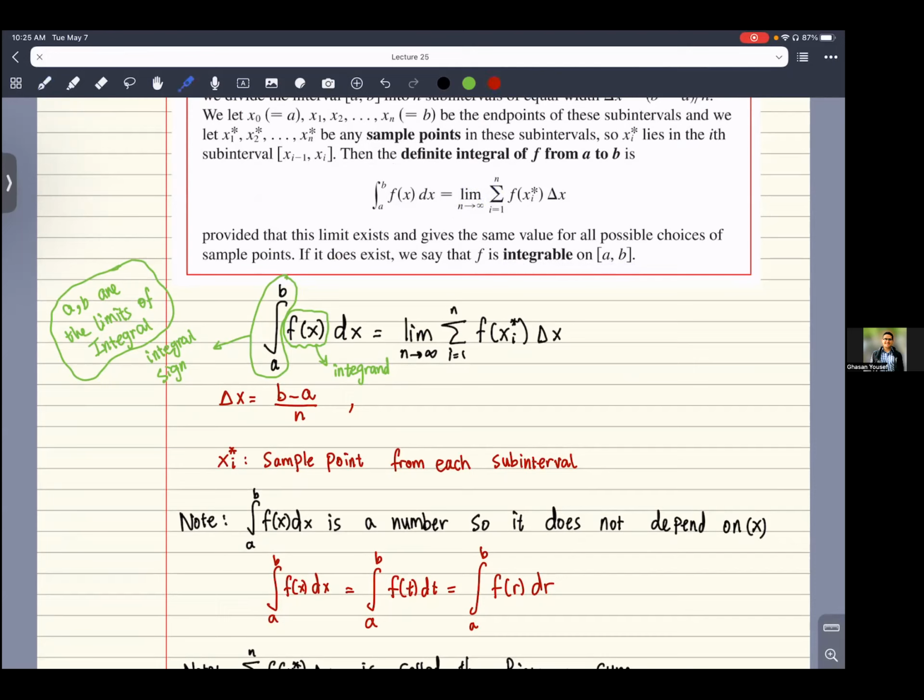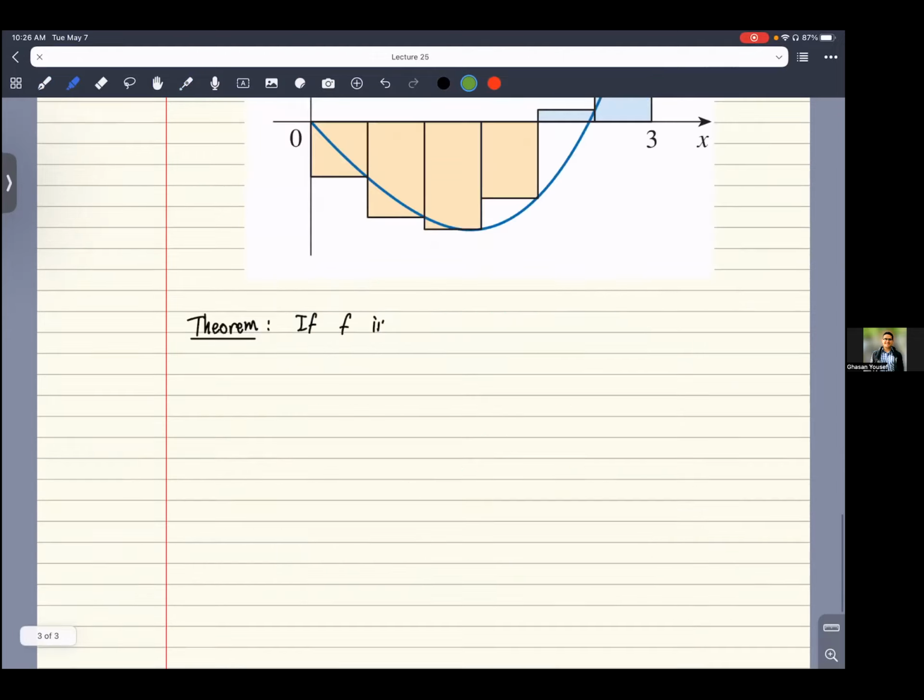Again, this is one way. If the limit exists, then the function is integrable. But if the limit does not exist, sometimes it's integrable, sometimes not. I'm not sure. But here, for the Riemann sum, if the limit exists, this means the function is integrable. So we should know these things. I'm going to bold it. Okay, now go back to the theorem.